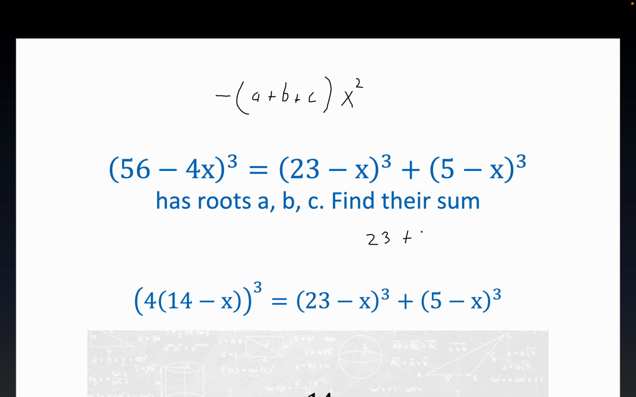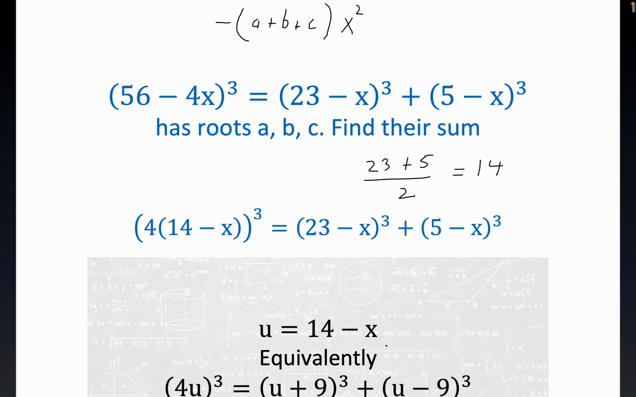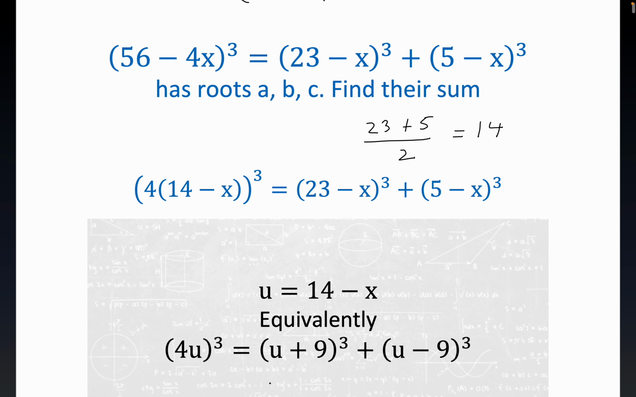Now, a much easier approach here is just to rewrite this and note that 23 plus 5, in other words, we're going to try to exploit some symmetry here. Now that motivates us to make this substitution, u is equal to 14 minus x, because certainly 14 minus x appears here, and halfway between 23 and 5 is 14. So this substitution is very natural, and you can see what happens here.